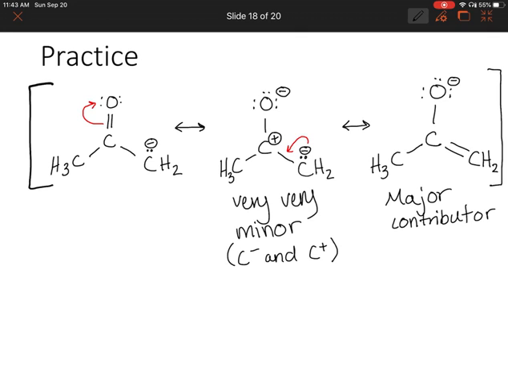And then the structure on the left will be a minor contributor. It's not as great of a structure compared to our major contributor, but it's still a somewhat valid structure. It does fulfill the octet rule, and it does have minimum charges. Okay, so let's draw the hybrid structure.